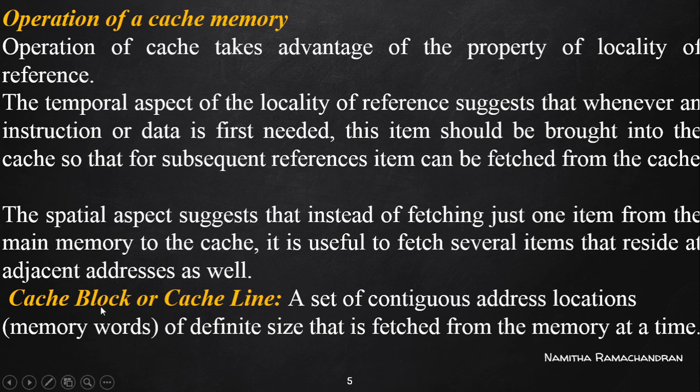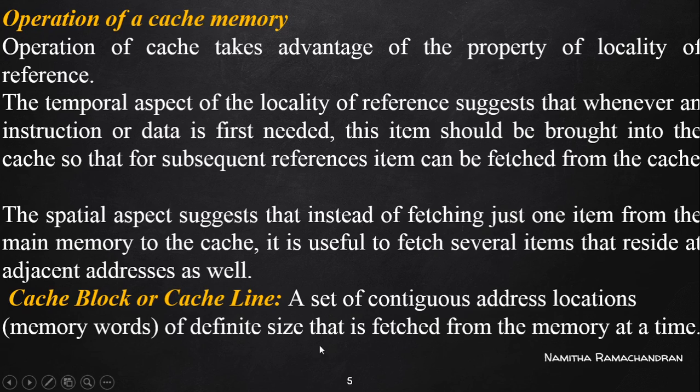Here we have one term, cache block or cache line. Cache block means that in order to satisfy the spatial aspect of locality of reference, we need to fetch a block of memory words that includes the currently requested memory word, and place that block into our cache memory. Such a block is called a cache block or a cache line.